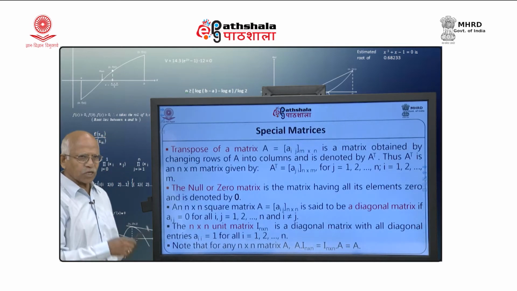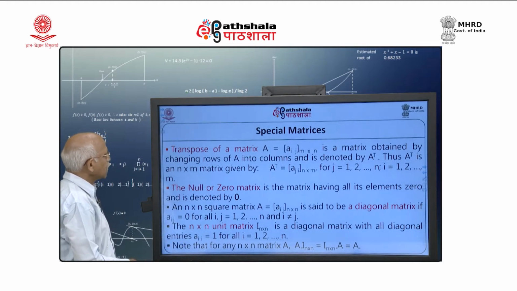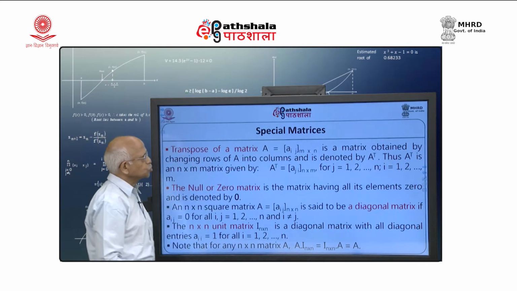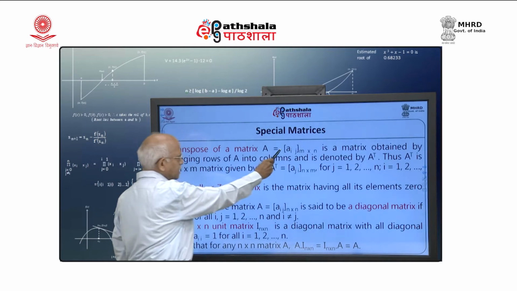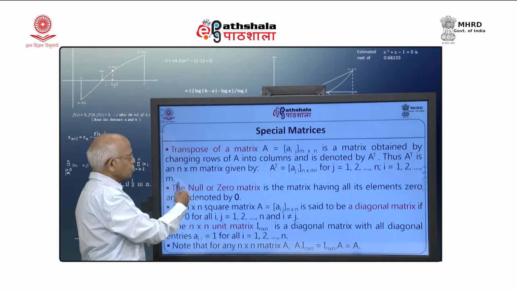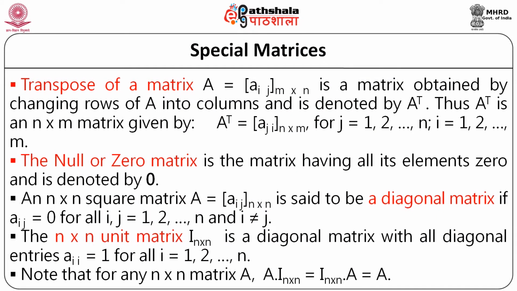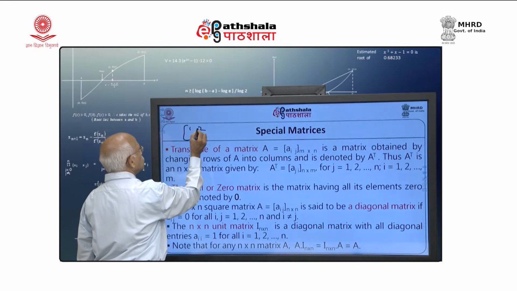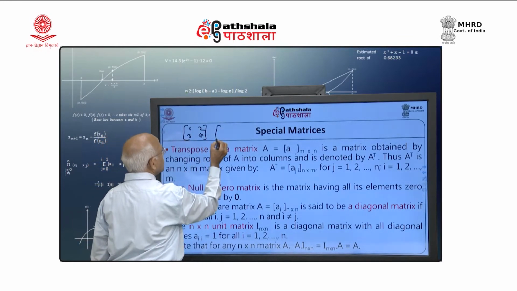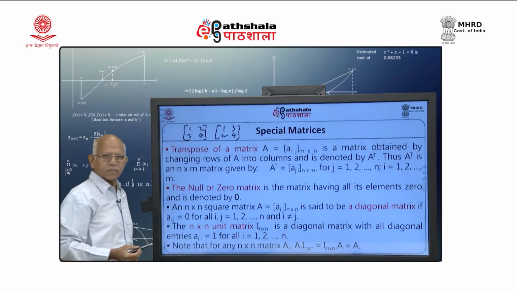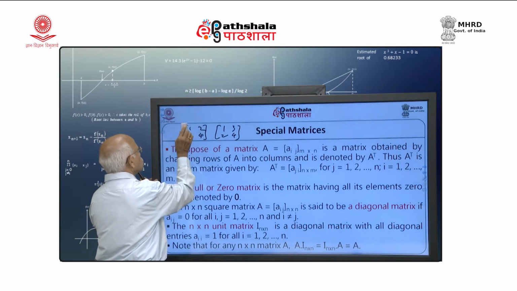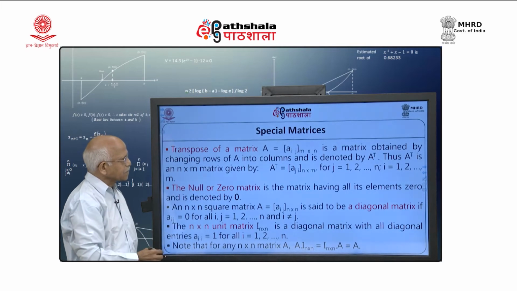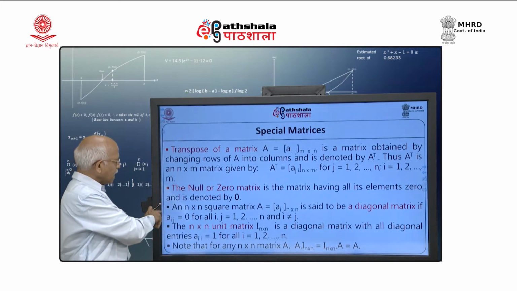Now, there are certain special matrices which come into play during our discussion, and those we are discussing first. First, the transpose of a matrix. You are given a matrix A_ij, an m cross n matrix. The transpose of a matrix A is obtained by changing the rows of A into columns and is denoted by A transpose. So, if my matrix is, say, 1, 2, 3, 4, then what is my transpose? The transpose matrix will be given by this. The first row becomes the first column, the second row becomes the second column. So, this is what we get. Alright. The null or 0 matrix is the matrix having all its elements 0 and is denoted by 0.